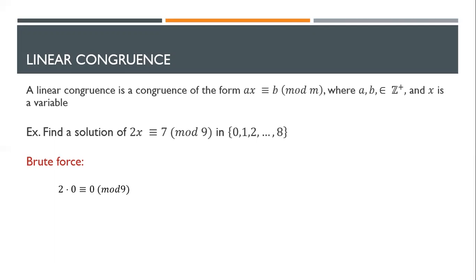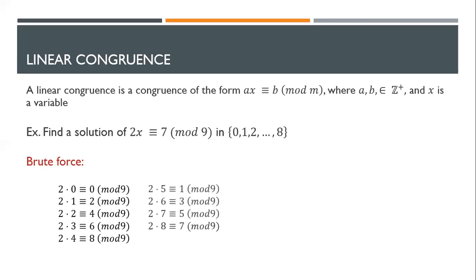So 2 times 0, that's equivalent to 0, right? 0 mod 9 is 0, so not too difficult there. Same for 2 times 1. 2 times 1 is 2. Mod 9 still gives me 2. 4 mod 9 is still 4. 6 mod 9 is still 6. It's not until you get to 2 times 5 that something interesting happens, right? 2 times 5 is 10. Mod 9 is 1. So 2 times 5 is equivalent to 1 mod 9.